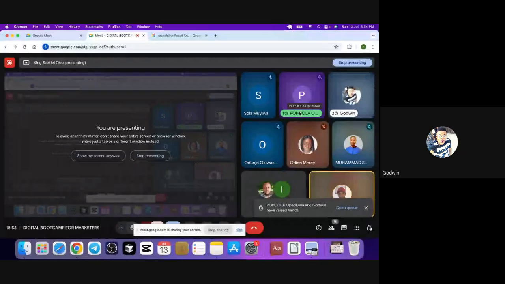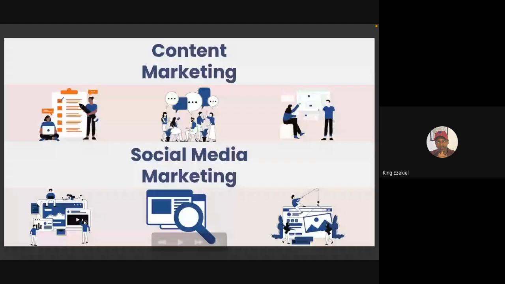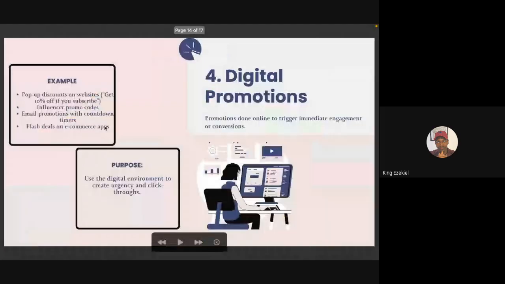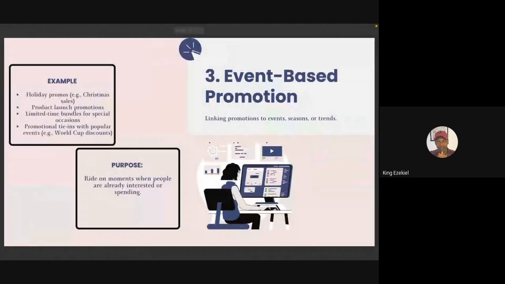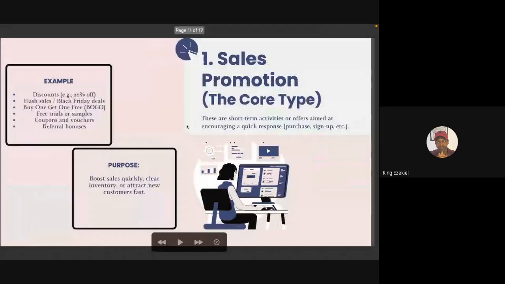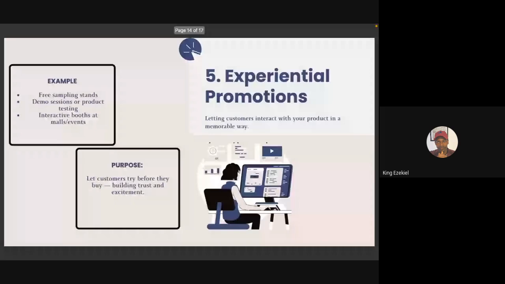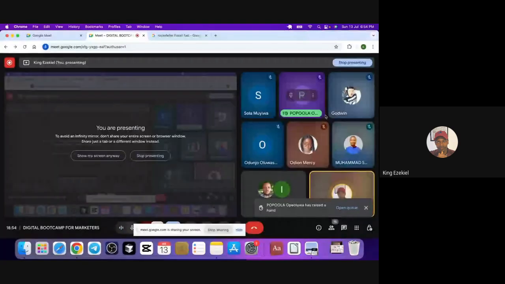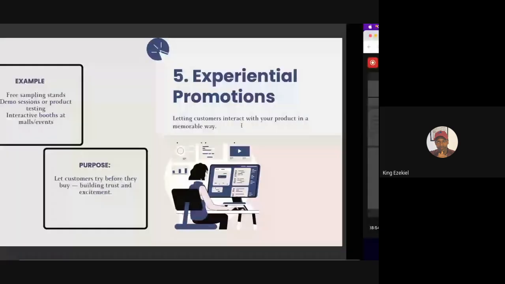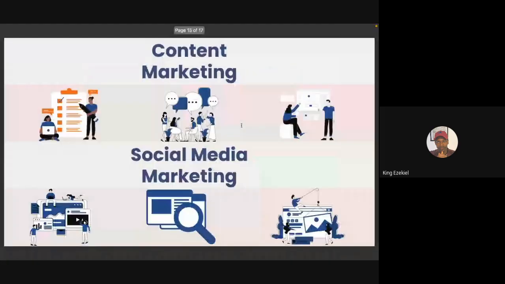Urgency and scarcity. Amazing. So can you see that? Almost everything that we treated here, not all of them, but almost everything that we treated here can be summarized with two major things: creating urgency and scarcity. Can you see that? Very amazing.